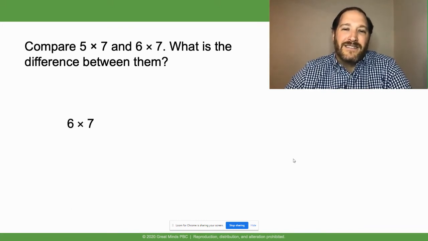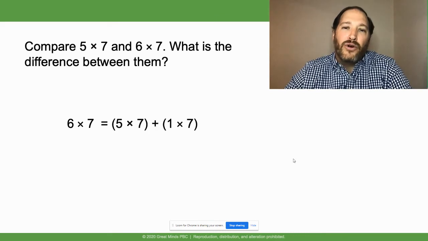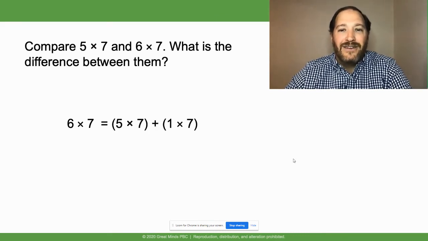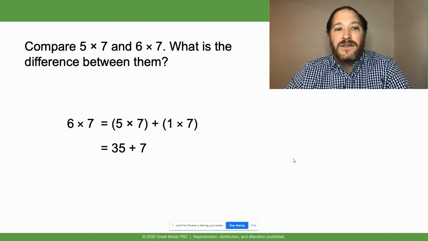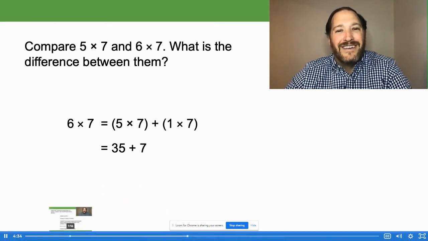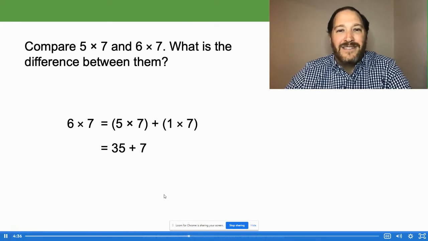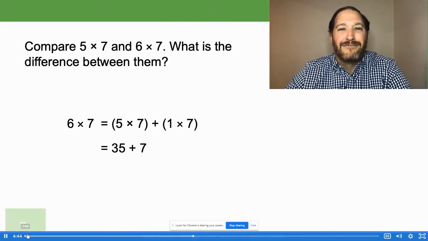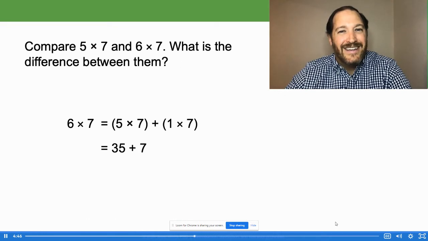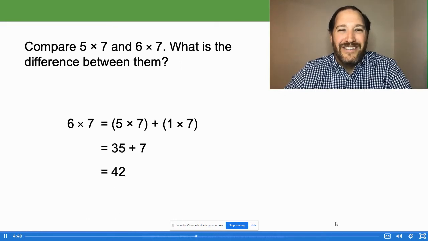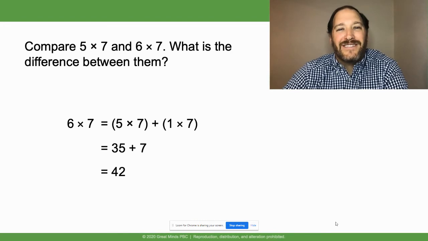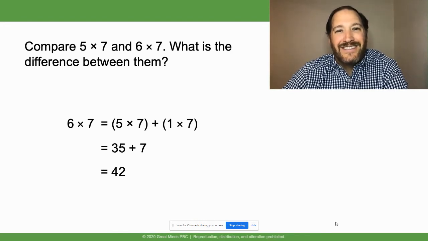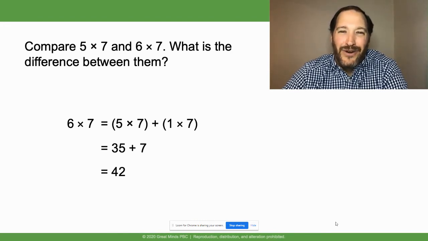Well, by noticing that 6 times 7 is only one more group of 7 than 5 times 7, we can use the total of 5 times 7 to help us make an easy addition problem like we did here. The total of 5 times 7 was 35, and the total of 1 times 7 was 7. Our easy addition problem of 35 plus 7 equaled, that's right, 42. So the value of 6 sevens, or 6 times 7 is, that's right, 42.